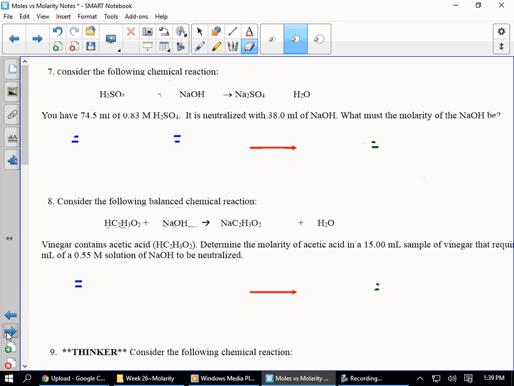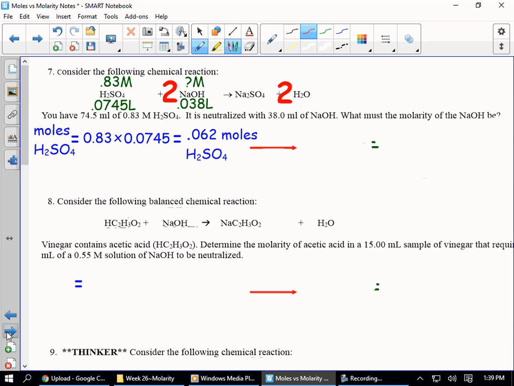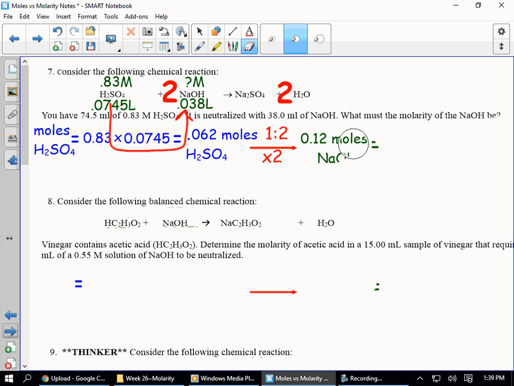All right, number 7, we're looking at a 2,2 to balance. We're looking at 0.83 for a molarity, 0.0745 liters. We're looking for the molarity of the NaOH, 0.038 liters. I know the most about my H2SO4, so those are the moles I can get. So I'm going to multiply my molarity times my volume to get my moles of H2SO4. Then I notice this is a 1 to 2 ratio. So I'm going to double my moles to get me moles of NaOH.